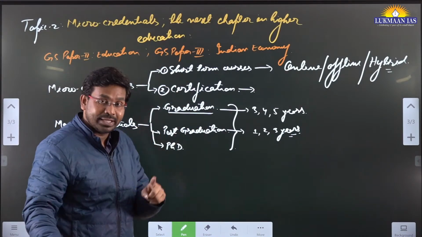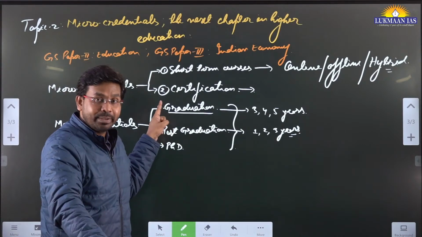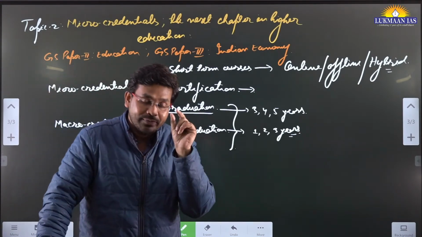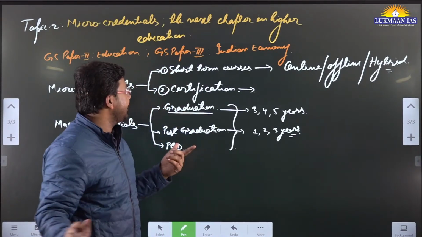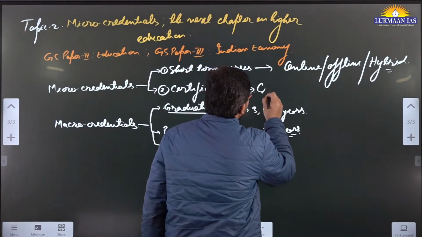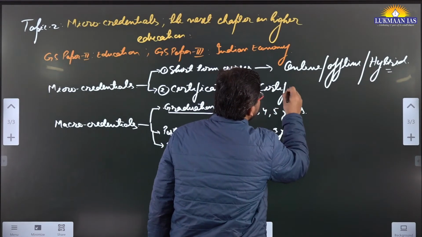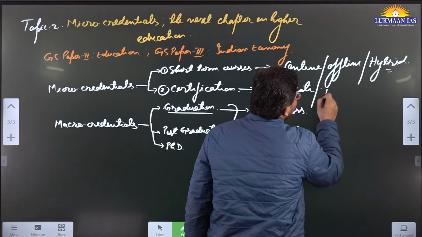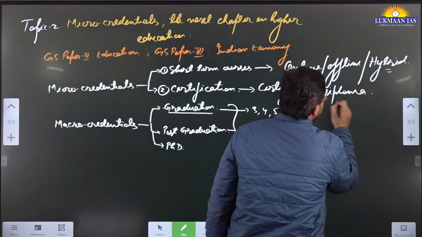For example, if a student has joined any undergraduate course, maybe BA, BCom, etc., and drops out of the college after 1 year of study, that person will be given a certificate of completion of 1 year. If that person has dropped out after 2 years, that person may be given a diploma.